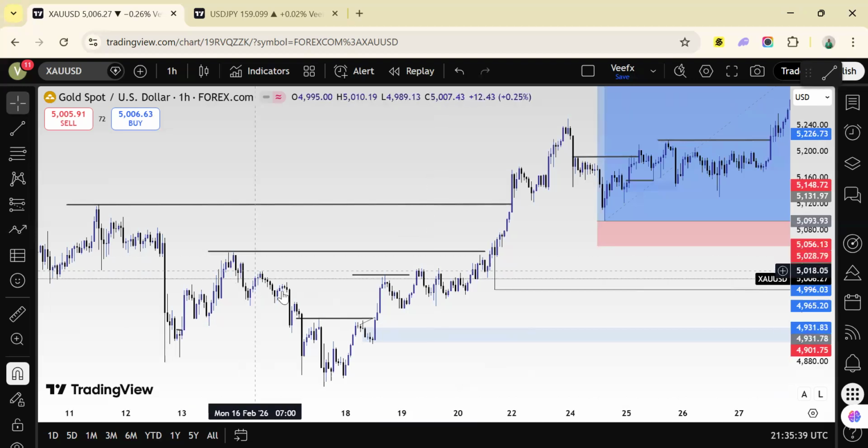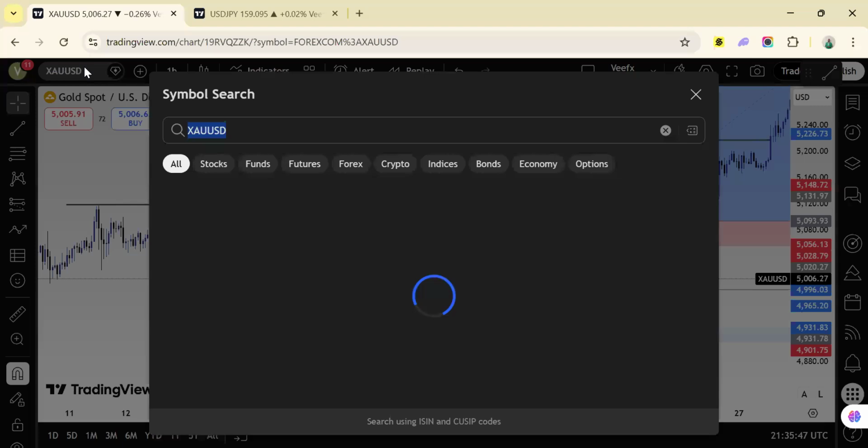Now here, the market was moving to the downside. So you can see break of structure here to the downside, break of structure here to the downside. So it is always clear in the market.